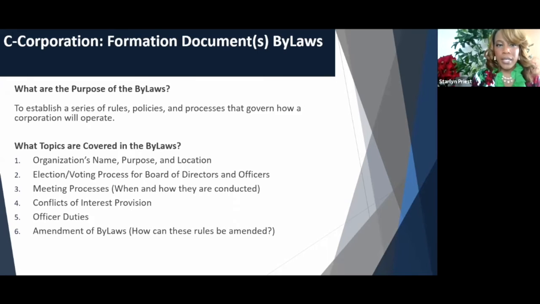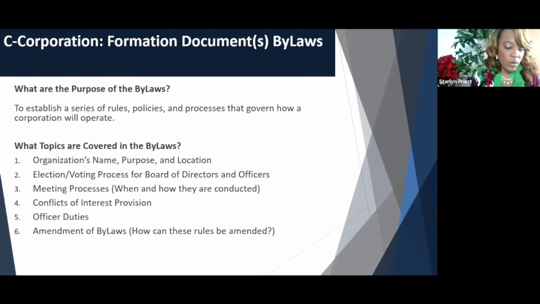All right, so with a corporation, unlike the other entities that we talked about, you're going to have bylaws. The purpose of the bylaws is your series of rules, policies, and processes that govern how the corporation will operate. As I mentioned, this will be similar to some of the things that you might find in an operating agreement for a limited liability company. But the topics that are covered: your organization's name, your election and voting processes for your board of directors, your meeting processes, when you will meet, how often you will meet, how decisions are made.